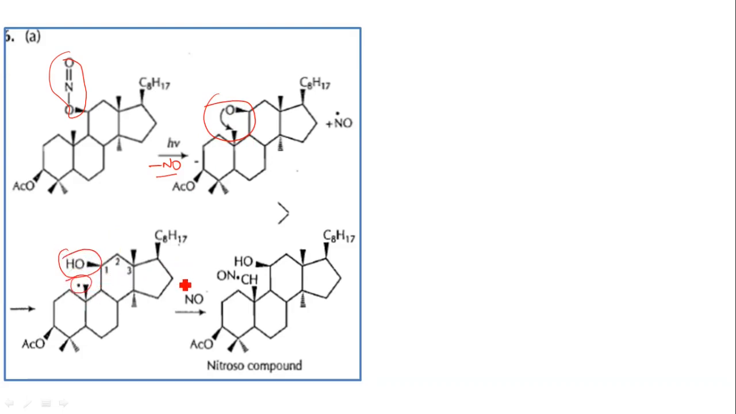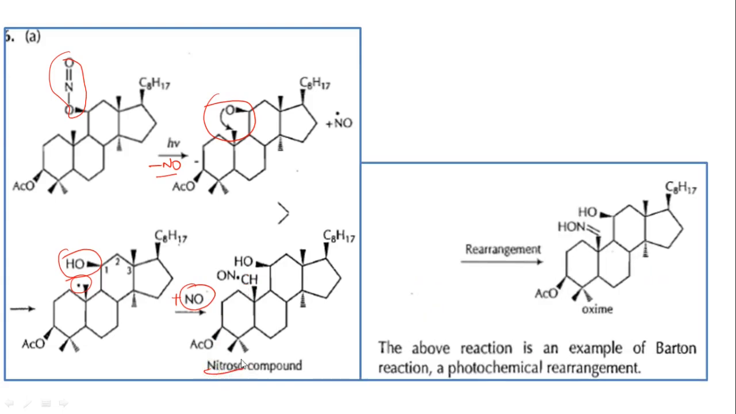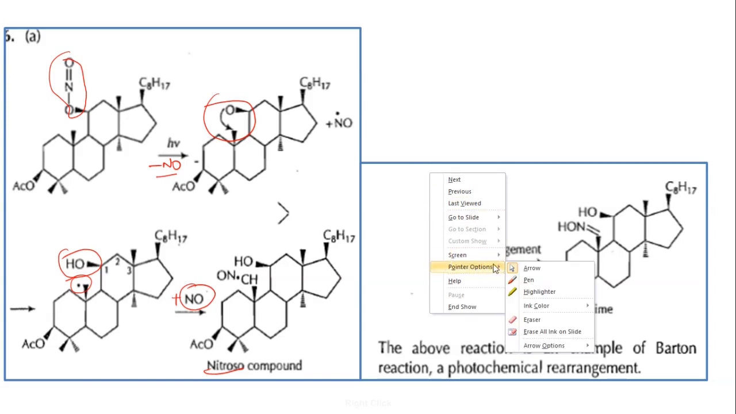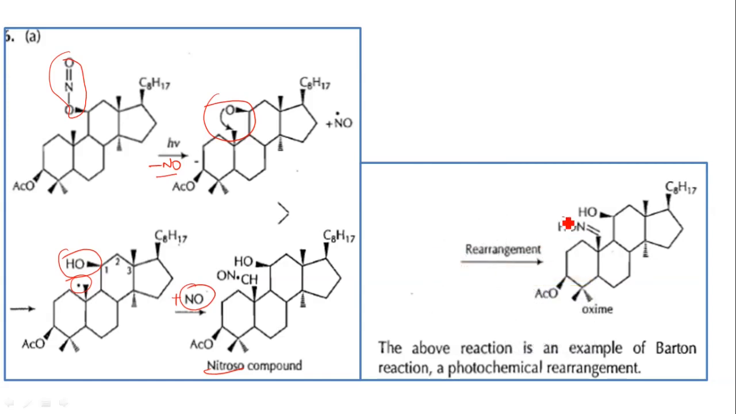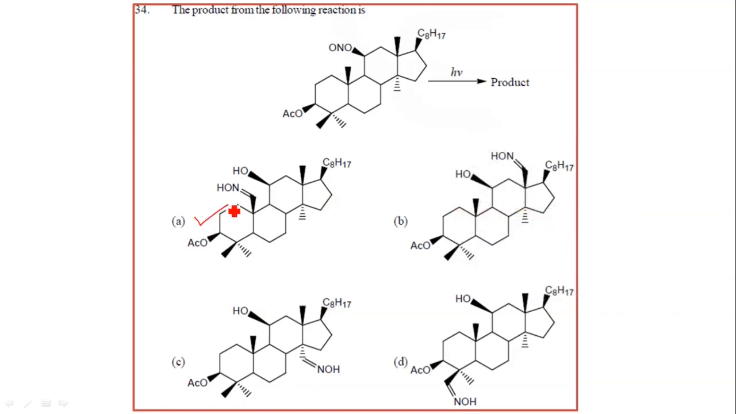This again, you add NO, you add plus NO, you will get CHNO. This is a nitroso compound. This on rearranging, you will get C=NOH, that is an oxime. Carbon double bond NOH, you will get an oxime, and this is a Barton reaction. It's an example of the Barton reaction. It's a photochemical rearrangement. Hence option A is correct, where it is an oxime.